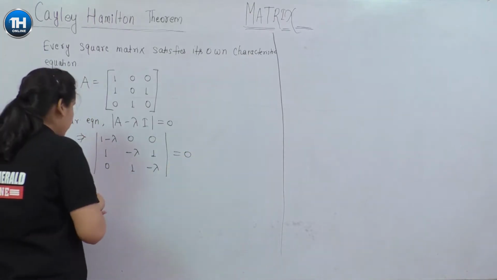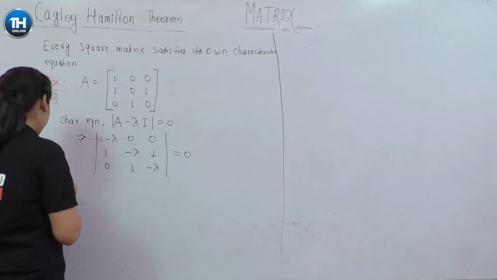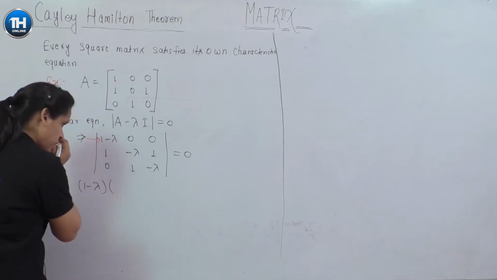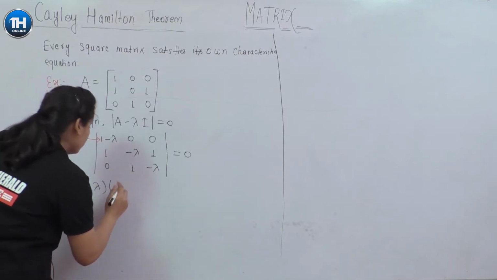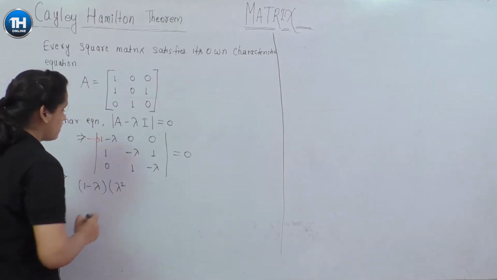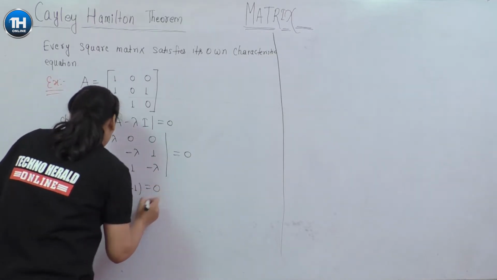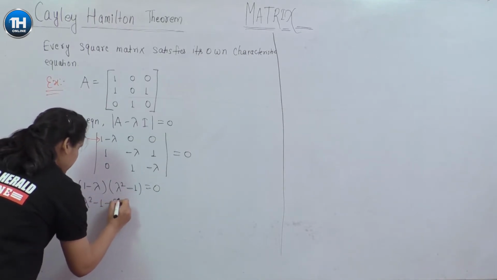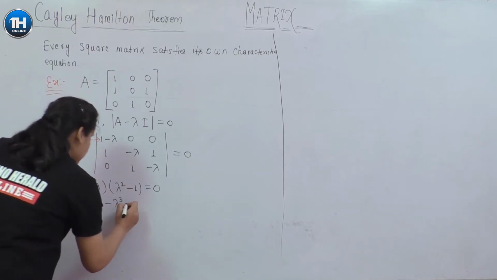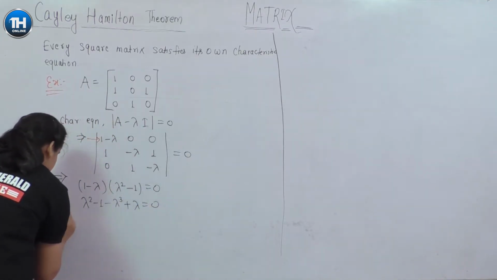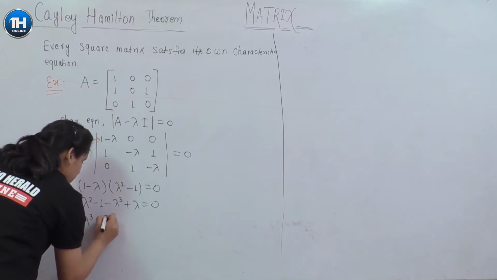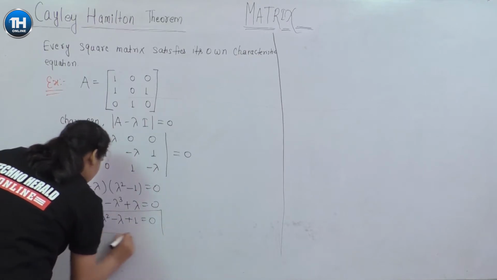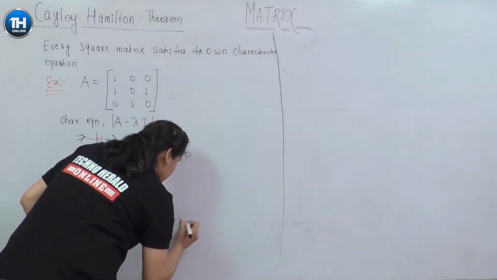Find the determinant, expand about the first row. You will get 1 minus lambda into lambda square minus 1 is equal to 0. So this is lambda square minus 1 minus lambda cube plus lambda is equal to 0, or you can say simply that lambda cube minus lambda square minus lambda plus 1 is equal to 0. This is my characteristic equation.